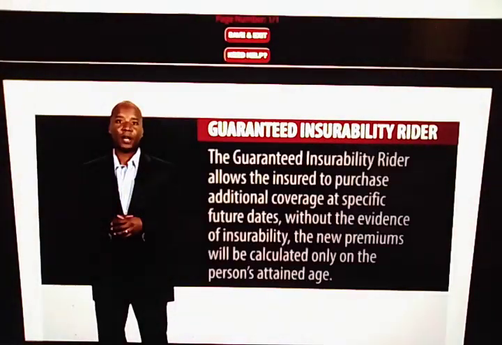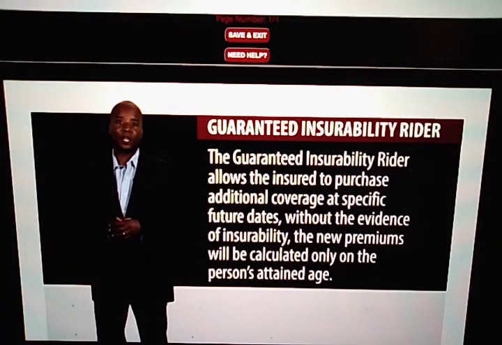Guaranteed insurability rider. The guaranteed insurability rider allows the insured to purchase additional coverage at specific future dates without the evidence of insurability. The new premiums will be calculated only on the person's attained age.